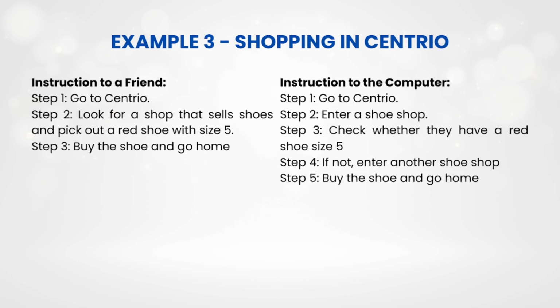Now let's see the difference in instructions. To a friend, it's simple. Step 1, go to Centrio. Step 2, find a shop that sells shoes and pick out a red shoe with a size 5. Step 3, buy the shoe and go home.